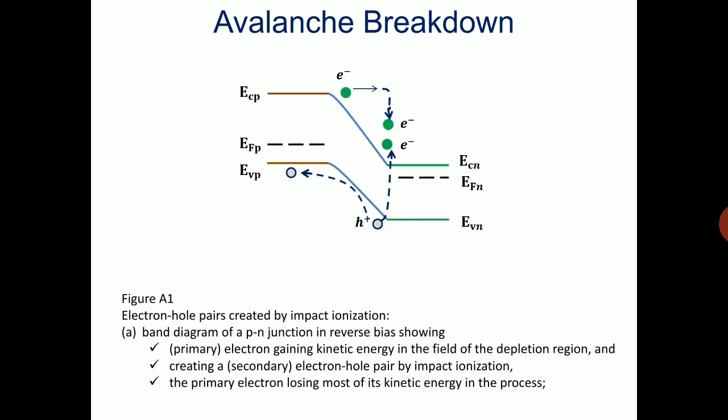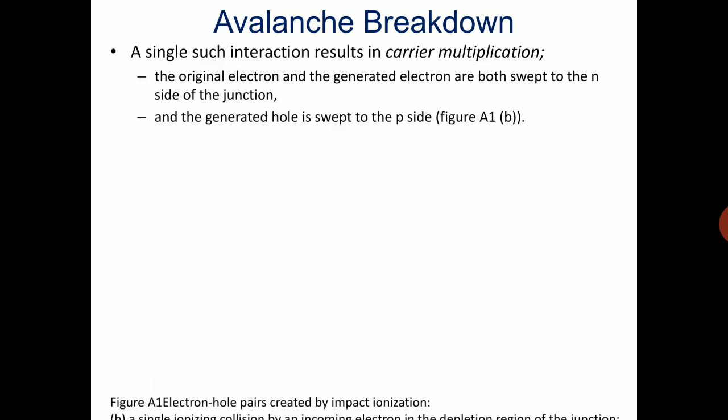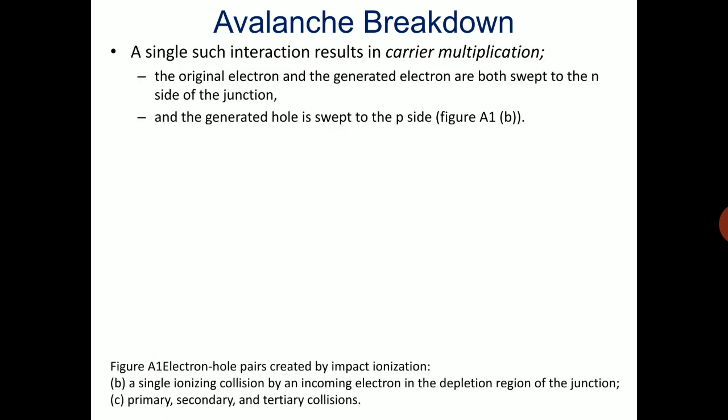Is that clear? Shall we move to the next slide? This slide was explaining, in these few lines, the previous energy band structure, where the electron moves from the p conduction band to the n conduction band, and the hole moves from the n valence band to the p valence band.